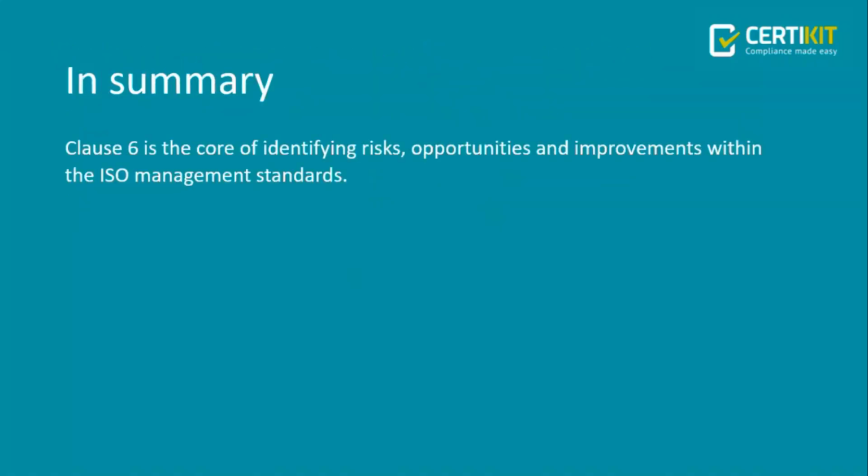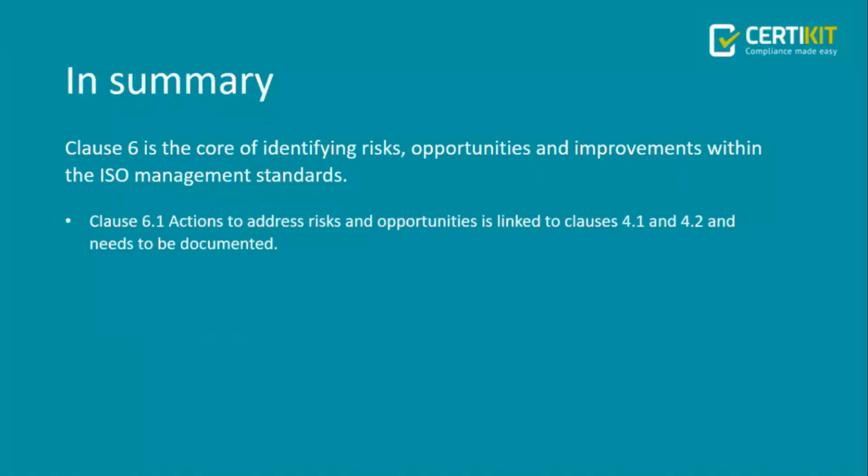So just to summarise this quick clause 6 management webinar. Clause 6.1, actions to address risk and opportunity, links very, very closely with 4.1 and 4.2. It has to be documented. It is an important part of your risk management in all of your management systems. Some of the risks could be elevated to your business risk register. This is why it's crucial to make sure it's done properly.